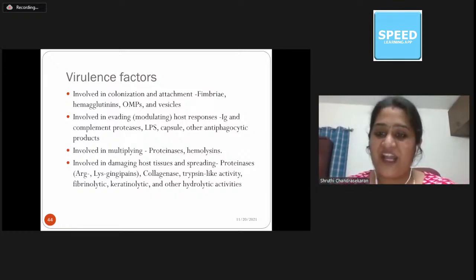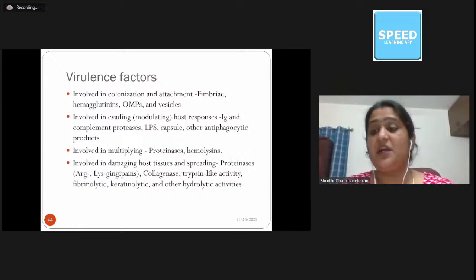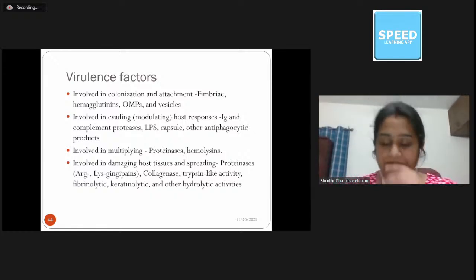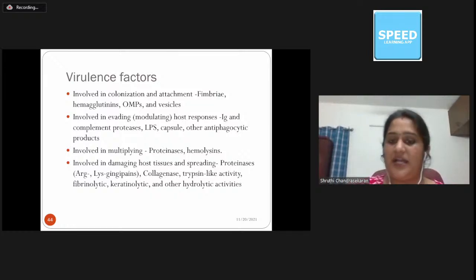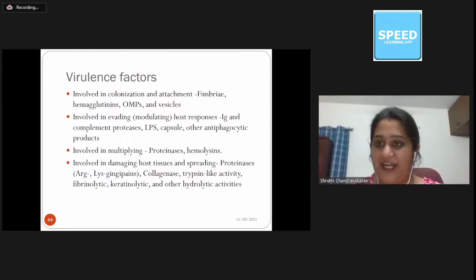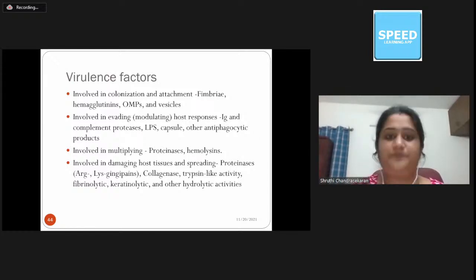Proteinases are protein degrading enzymes, in the presence of hemolysins, which are hemoglobin degrading enzymes. And also it is involved in the host tissue damage by use of gingipains. Remember, I told you gingipains are proteinases that will help in degrading the host tissue. Apart from that, it also has collagenases. It also has trypsin-like activity, fibrinolytic activity, and keratinolytic activity also.